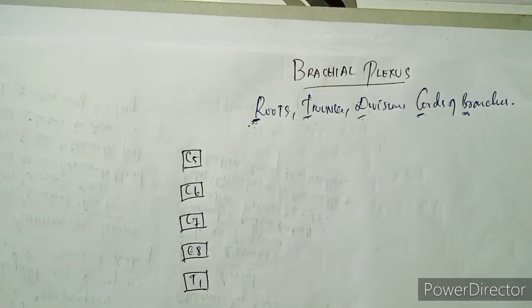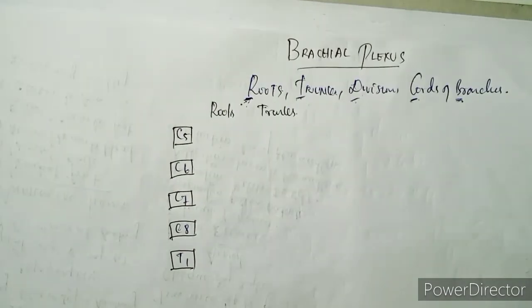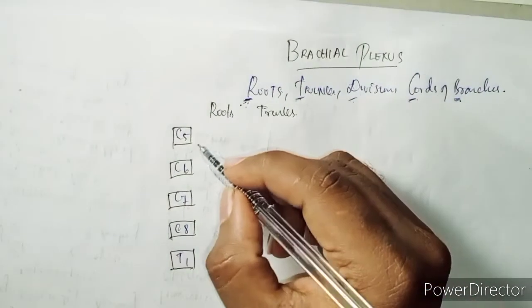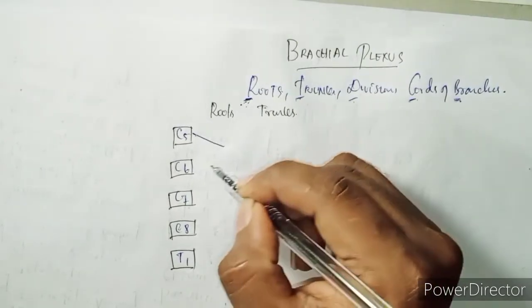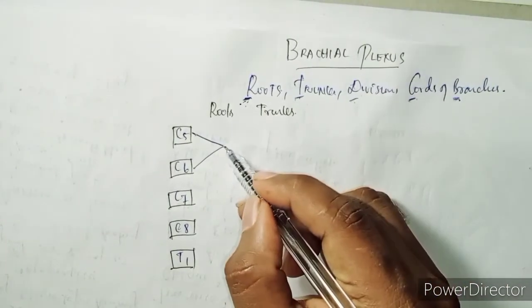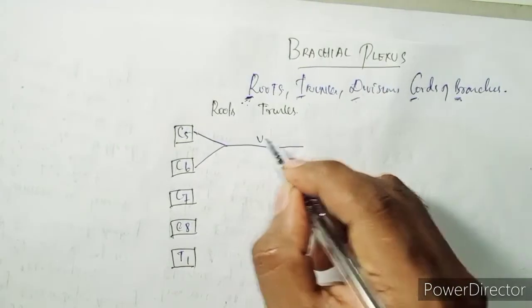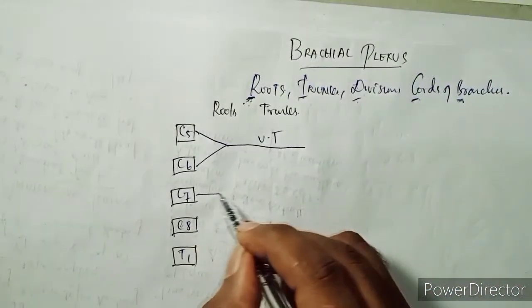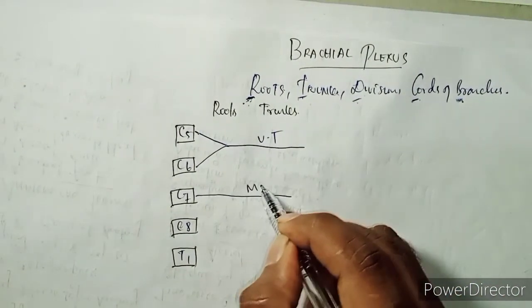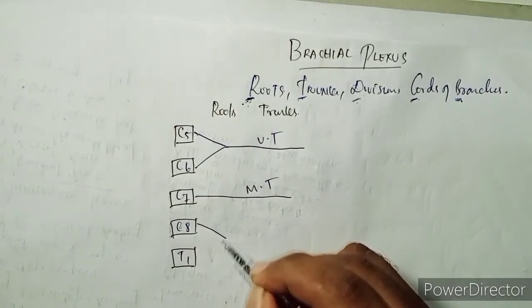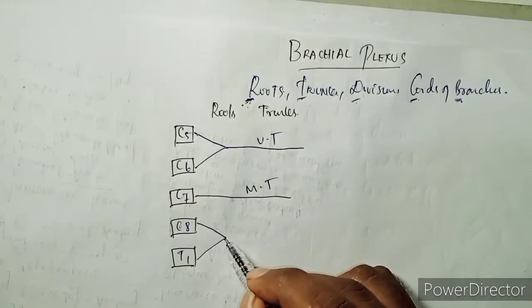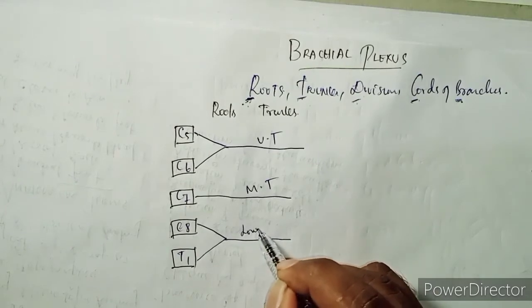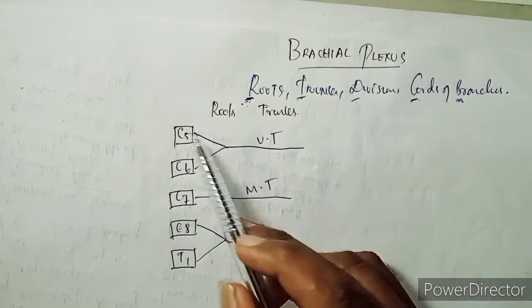As we all know, this brachial plexus is formed by the lower four cervical nerves and the first thoracic nerve, that is T1: C5 to C8 and T1. Now listen carefully. C5 and C6 combine to form the upper trunk. C7 alone forms the middle trunk. And then again the C8 and T1 spinal nerves unite to form the lower trunk.